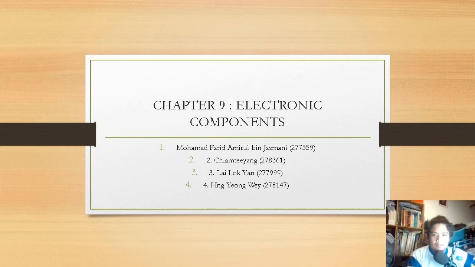So I would like to introduce my team members. First is me, Farimur Bijasmani, batch number 277559. Second is Siam Tin Yang, batch number 278361. Number 3 is Lai Loyan, 277999. And lastly, Hong Yong Wei, 278147.